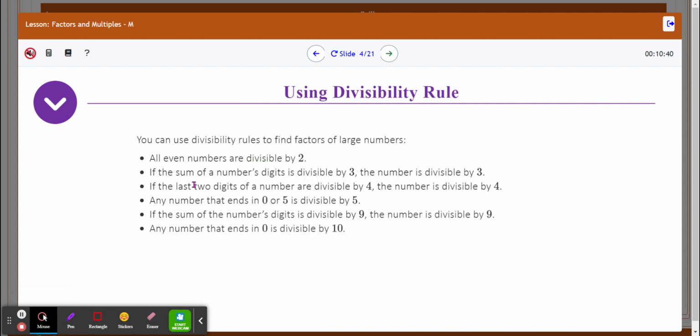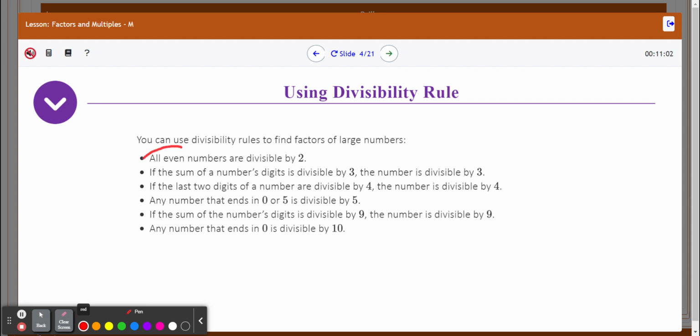Now, here's a list of divisibility rules. The divisibility rules are if you're looking at larger numbers, can you figure out what the factors are very quickly without having to guess? Now, I'm not going to go over all of them, but I'm going to go over 3 of them because if you know these 3, then you know a good amount of factors.